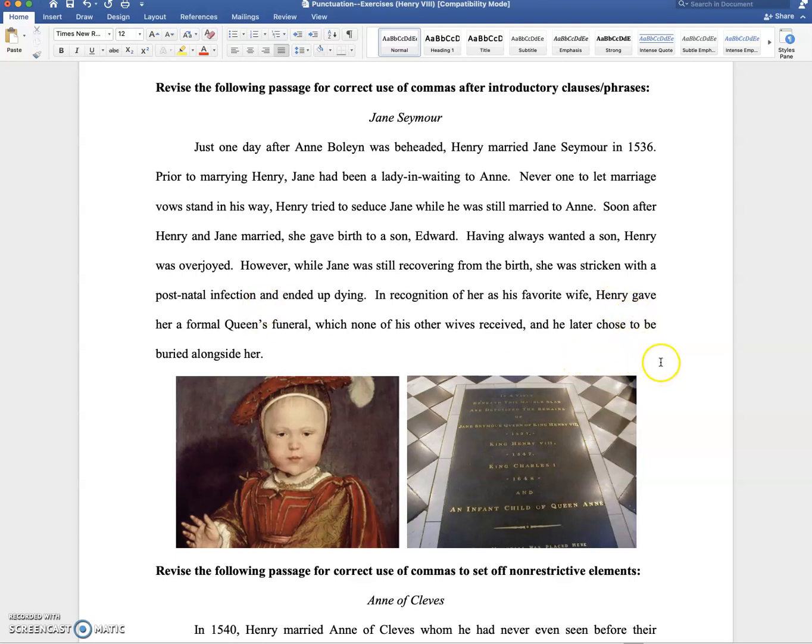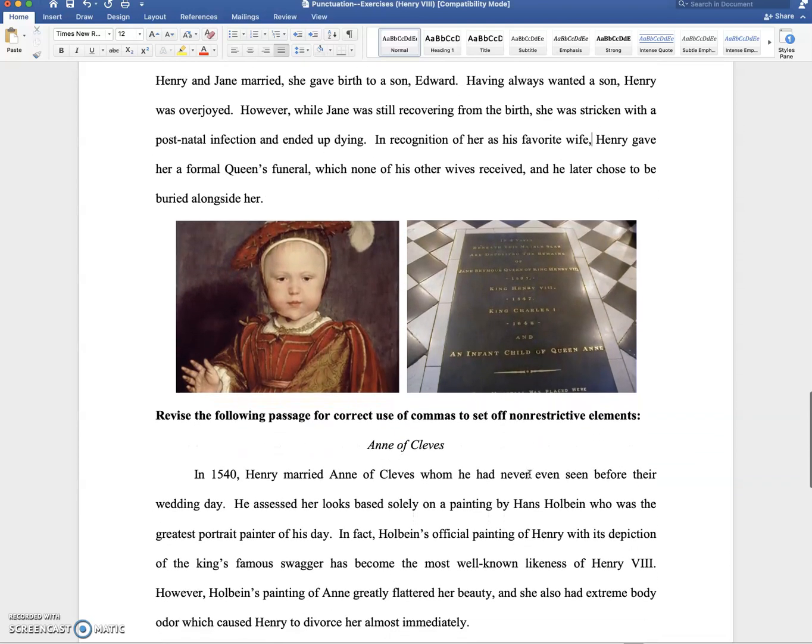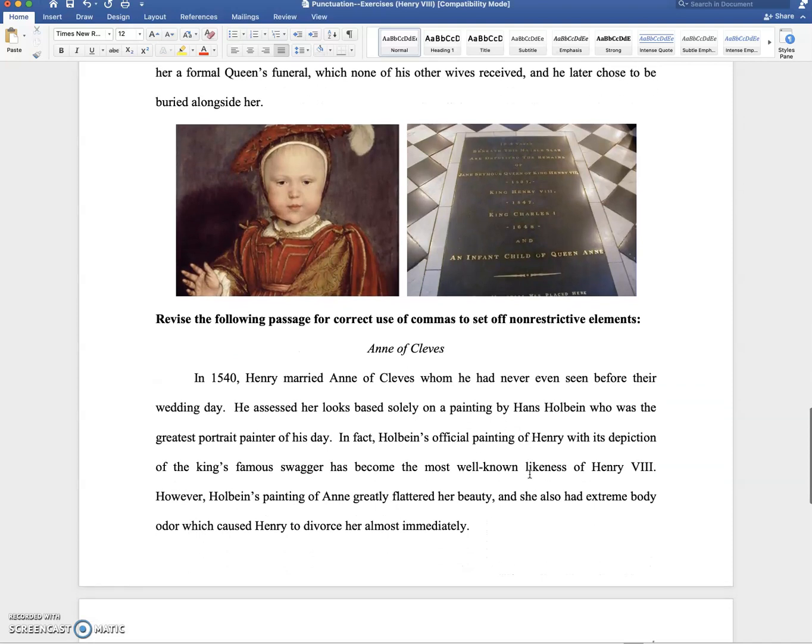Okay, so we've got all the introductory elements set off. This, by the way, is a picture of the son they had together. And, it says here, Jane Seymour was Henry's favorite wife. And when I went to Windsor Castle and went to the chapel there, I saw that he is buried with her. So he had 6 wives. He could have chosen 5, actually. His last wife was still alive, but he got buried with her. So I guess that shows that she really was his favorite.